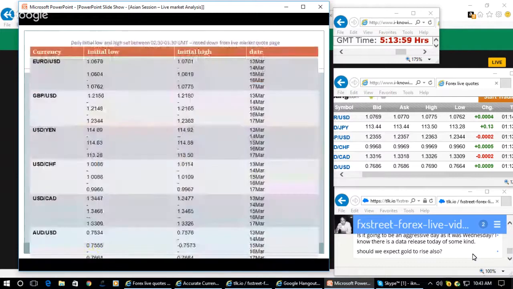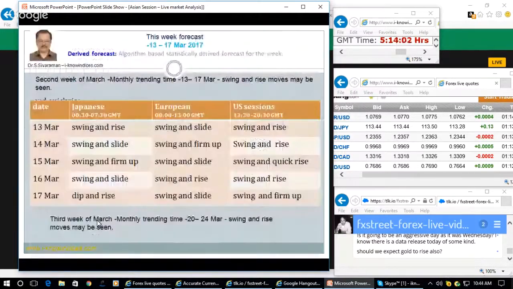So I will show the forecast sheet. Dip and rise during the Japanese session. Then swing and slide during the European session. And after the rise, they could make further rise during the early European session as an upward swing, and then make some slide as a profit booking move and take out the stops if needed. Then again start gaining the levels. That's what is expected.